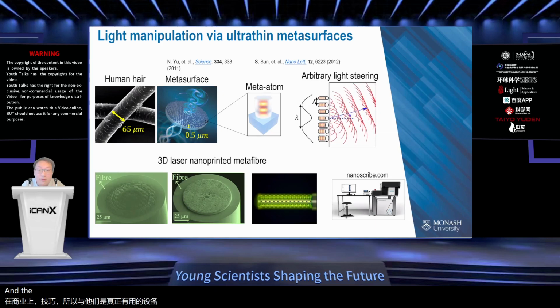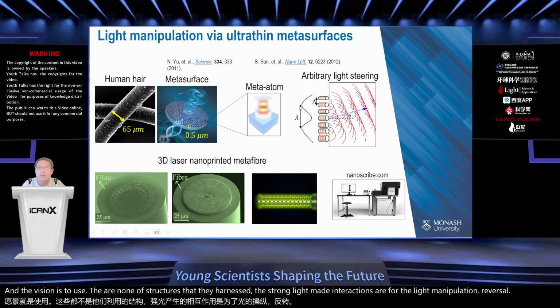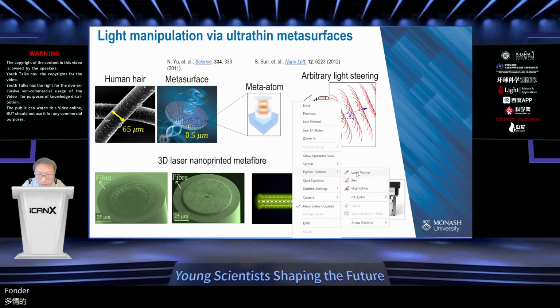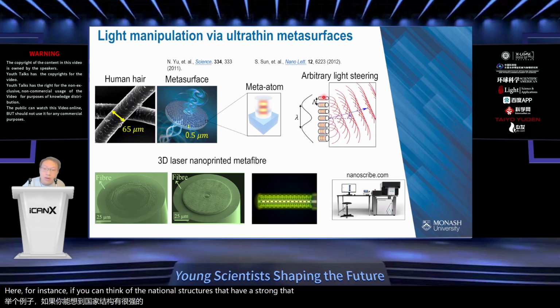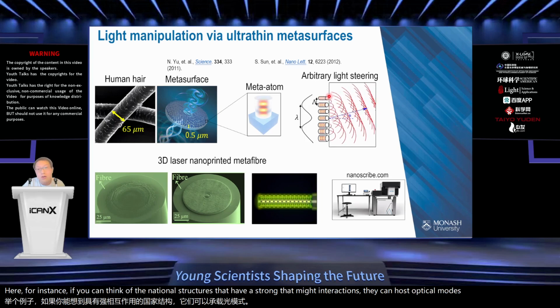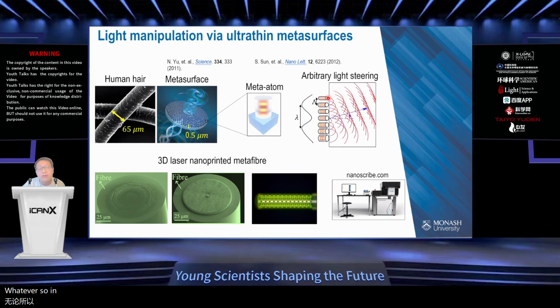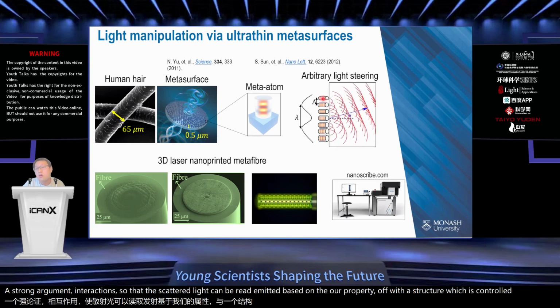And the vision is to use nanostructures that harness strong light-matter interactions for light manipulation, right? So consider, for instance, nanostructures that have strong light-matter interactions. They can host optical modes or resonances, and you can change their size, their shape, their orientation, whatever. So in the local field, they have very strong light-matter interactions, so that the scattered light can be re-emitted based on the property of the structure, which is controlled by their physical dimensions.